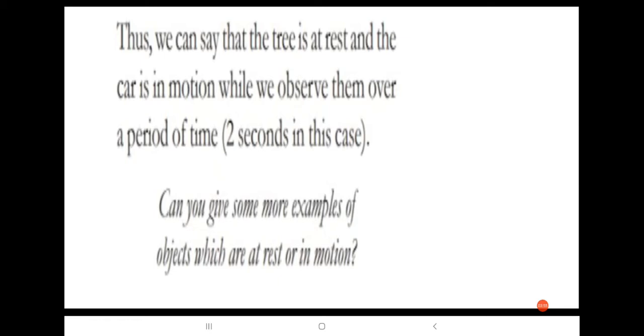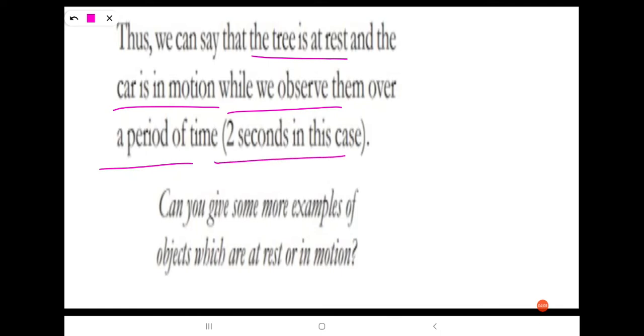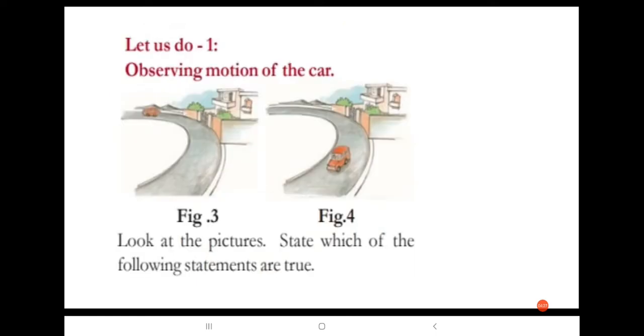Thus, we can say that the tree is at rest and the car is in motion while we observe them over a period of time, 2 seconds in this case. So by observing this time, we say that the tree is at rest and the car is in motion. Can you give some more examples of objects which are at rest or in motion?